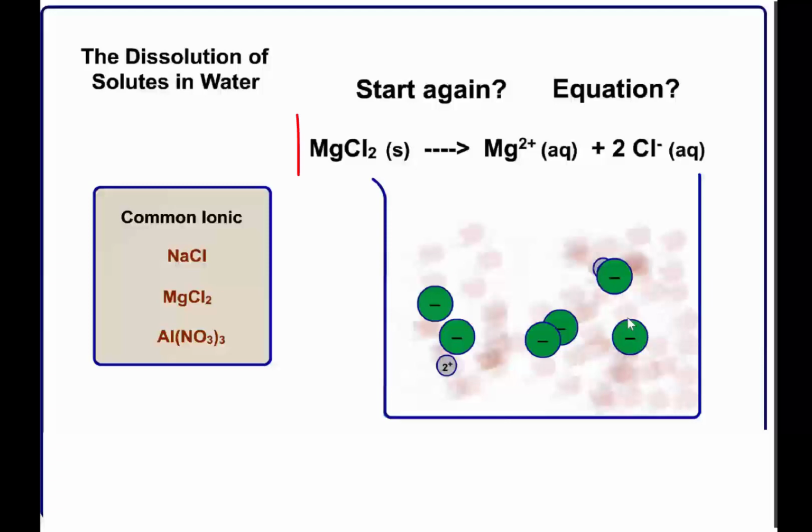But do keep in mind, again, the stoichiometry. For every 1 MgCl2, there's 1 Mg2+, and there are 2 Cl-. Finally, let's look at what happens when aluminum nitrate dissolves in water.